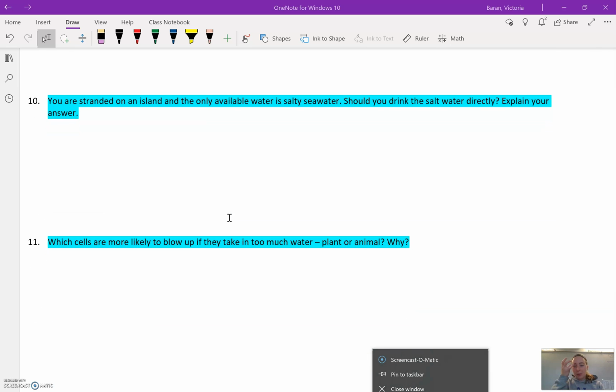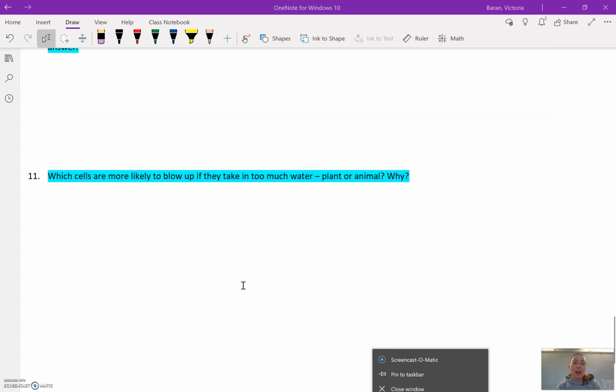Number 10, I talked about this in class. When you're stranded on an island and you only have salty seawater, should you drink it, yes or no? And then number 11, again, we talked about if cells are put in a hypotonic solution, what would happen? So explain which cells are more likely to burst if placed in a hypotonic solution.